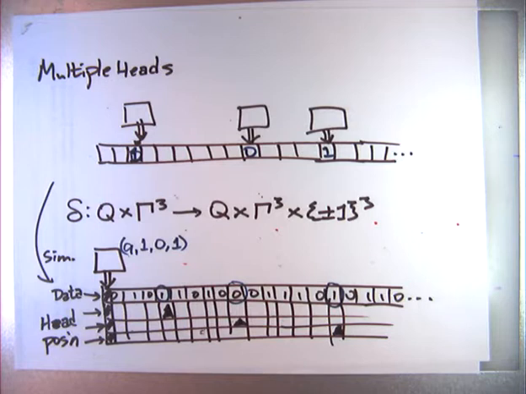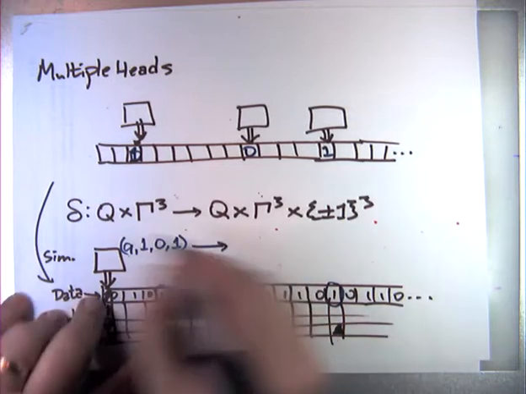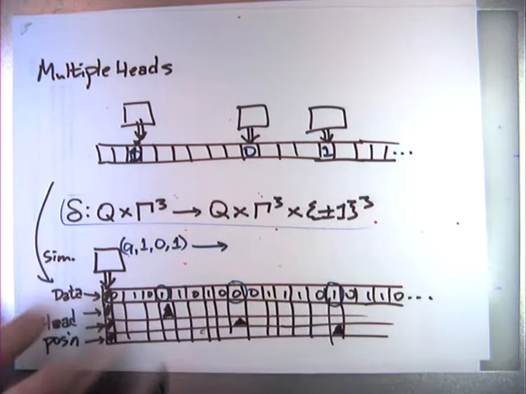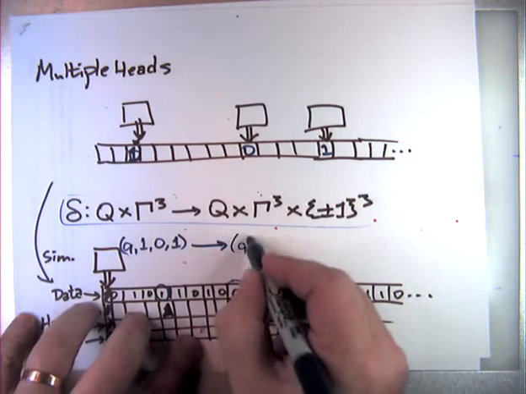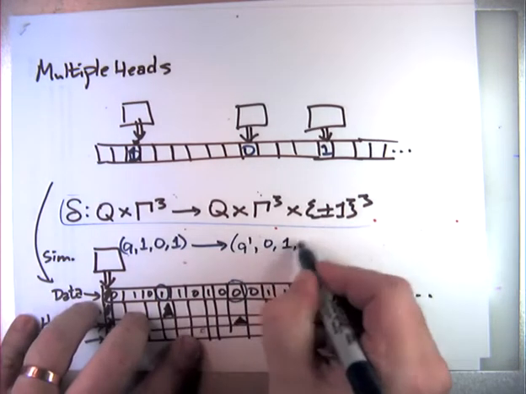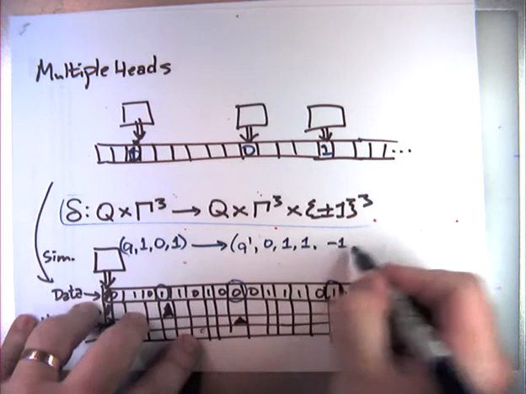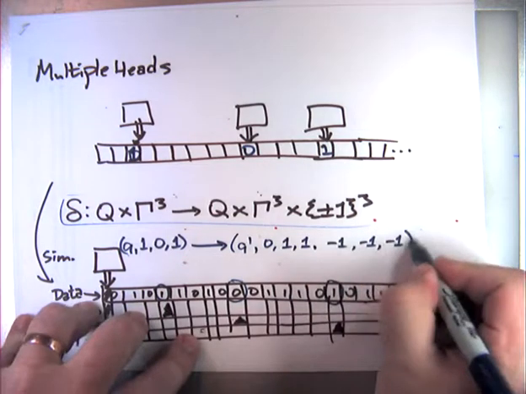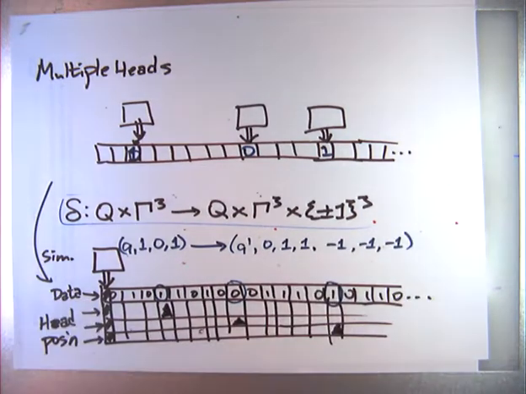So now based on this transition, I have this table hard-coded into my machine. Now this is going to return some sequence of things that says I should change to state Q prime, I should change the symbols on the tape to 0, 1, and 1, and I should move all 3 heads to the left. So I'm just going to do these things one at a time.